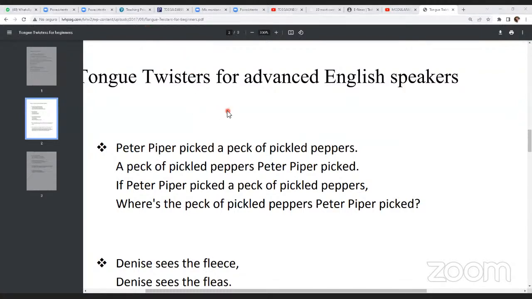Peter Piper picked a peck of pickled peppers, a peck of pickled peppers Peter Piper picked. If Peter Piper picked a peck of pickled peppers, where's the peck of pickled peppers Peter Piper picked? All right, good one, good job, well done. Yes, that was the correct pronunciation, right?